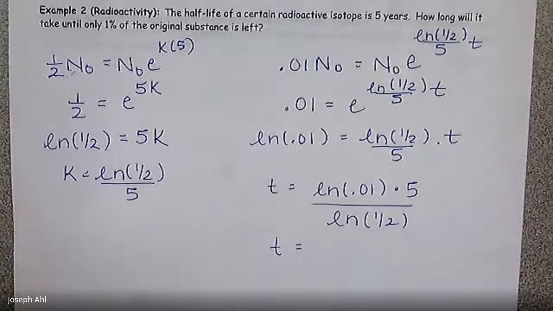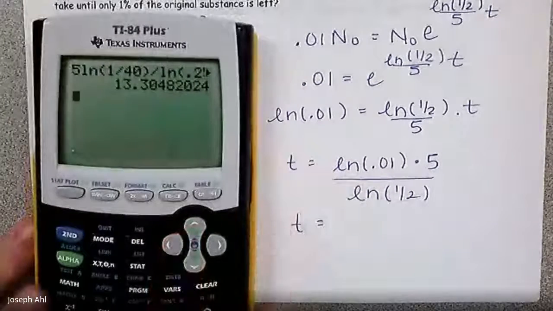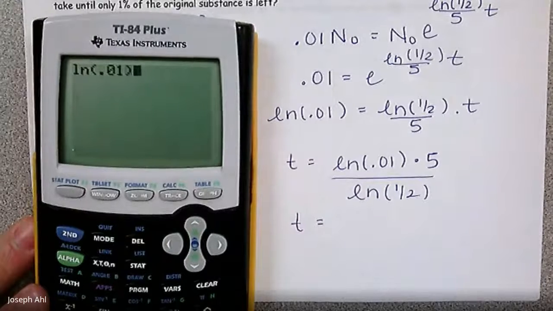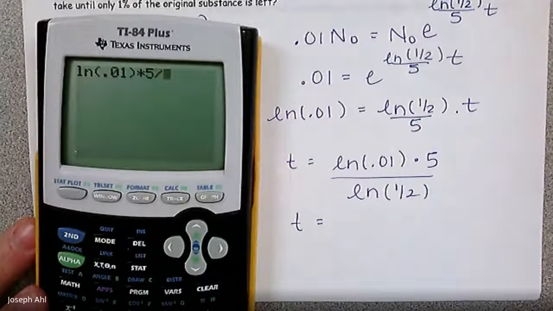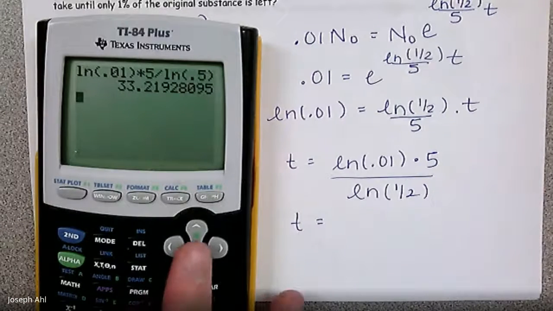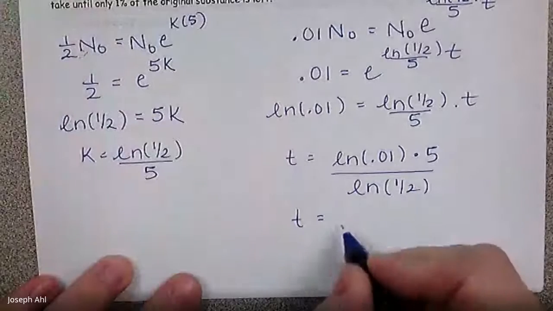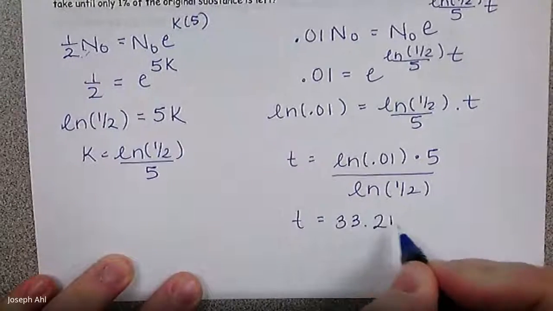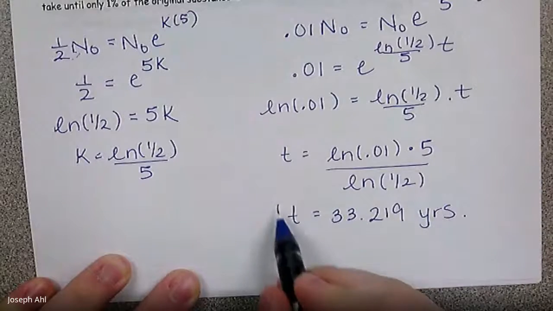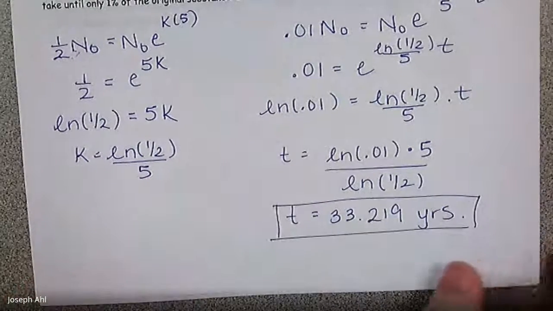So let's see how much time it takes until we only have 1% of the original substance left. So we've got ln 0.01 times 5 divided by the ln of 1/2, or just 0.5 there. And it takes approximately 33.219 years to 3 decimals. And there you have it.